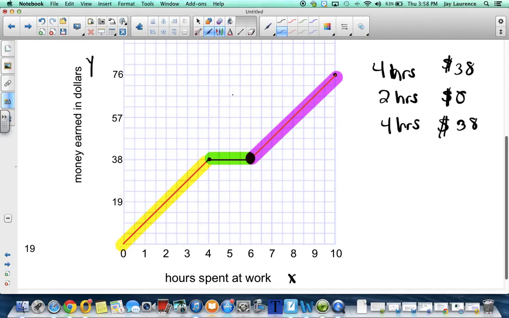What do you think is happening here? This green section. Because they worked for 4 hours. They're still at work, but they're not getting paid. I wonder, hey, maybe they're on a break.